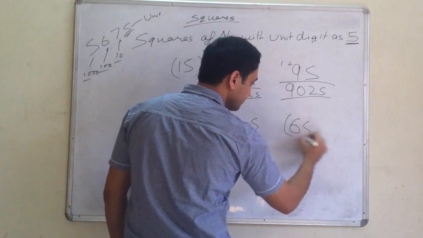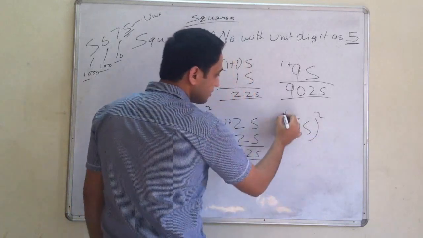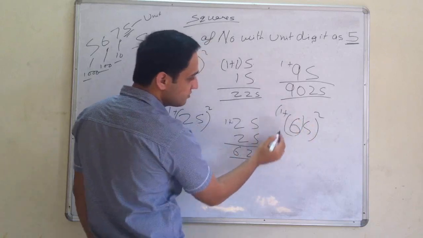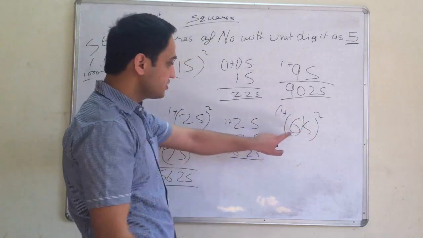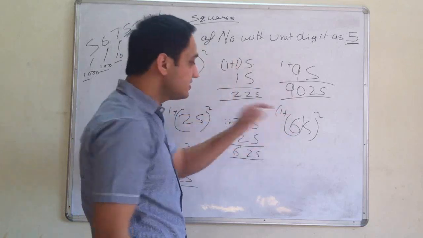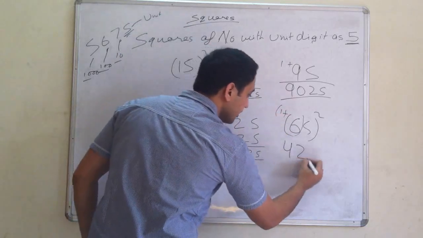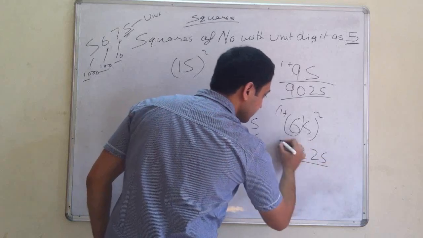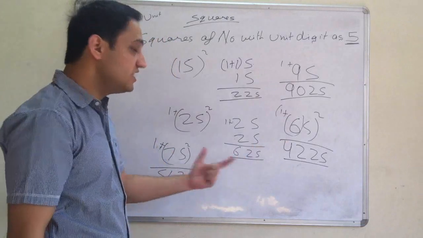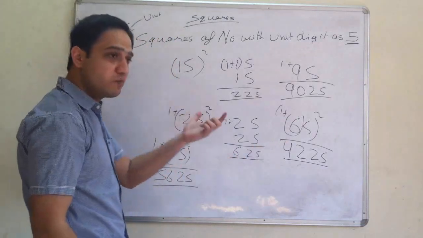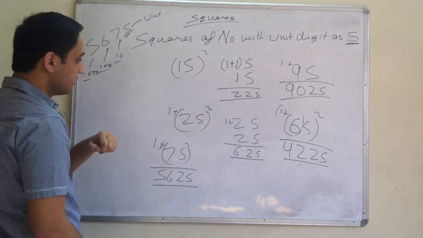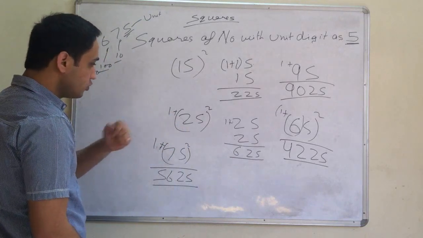Or let's take any other number, 65. 6 plus 1. You only have to add 1 to this digit, so 6 plus 1 is 7. 7 multiplied with 6, 7 6s are 42, and 25. This is your square of 65. So this is very easy. You can calculate this in your mind. Let's do one more square.